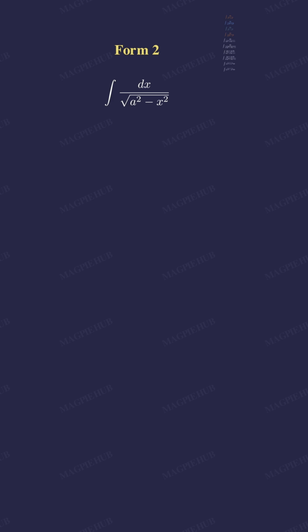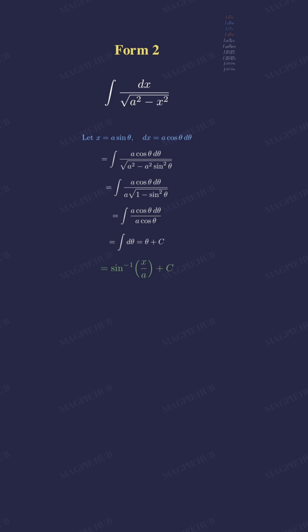Form 2, the integral of dx over the square root of a squared minus x squared. Here, substitute x equals a sin theta. Then dx equals a cosine theta d theta. The square root simplifies to a cosine theta using the identity 1 minus sine squared theta equals cosine squared theta. Everything cancels beautifully, leaving just the integral of d theta, which is theta plus c. Since x equals a sin theta, theta equals arcsine of x over a.